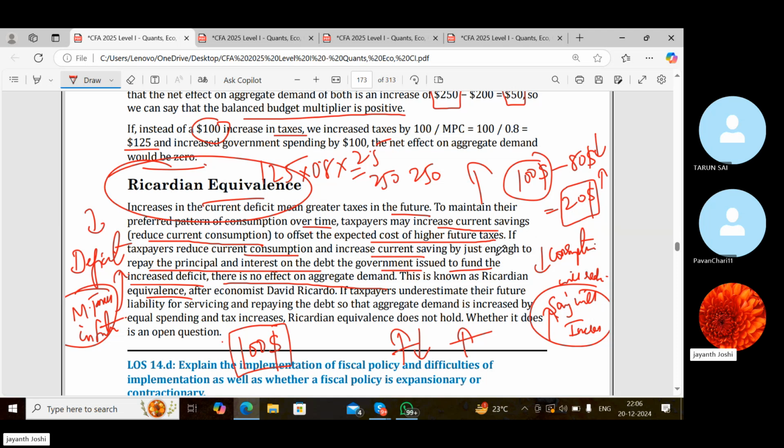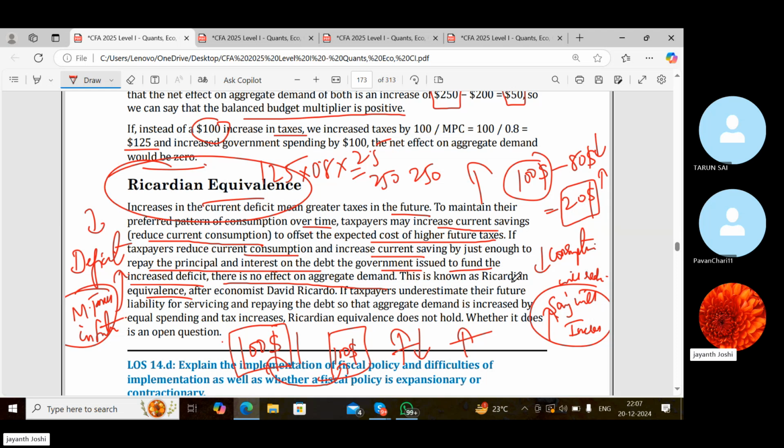So they have saved enough to repay the principal and interest on the debt the government issued to fund the increased deficit. There is no effect on aggregate demand. This much they have saved, and by this much amount they will repay the government debts. So what the government is doing is collecting from the public to repay that money. But the government has already spent into the economy, and the economy will definitely benefit from that.